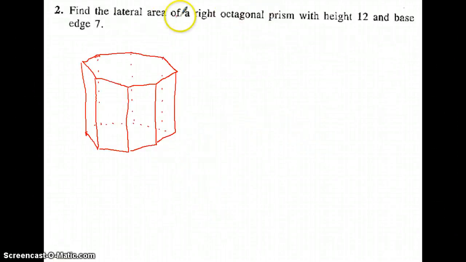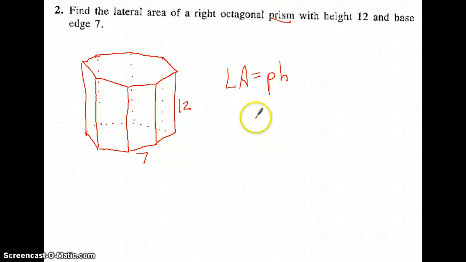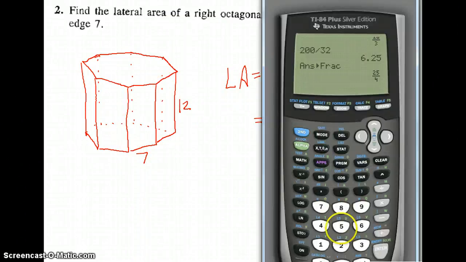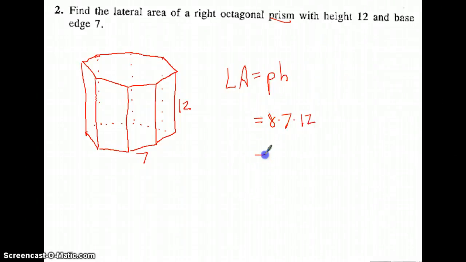All right, right octagonal prisms, really hard to draw sometimes. Height is 12 and base edge is 7, and they're all the same. Lateral area is perimeter times height in a prism situation. All right, perimeter, I've got 8 of these equal sides. They're all 7, and the height is 12. So that's it. 56 times 12 is 672. Done with that one.